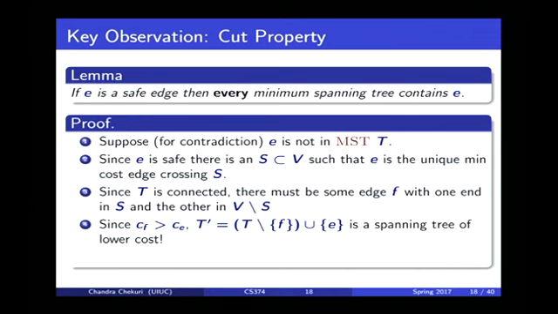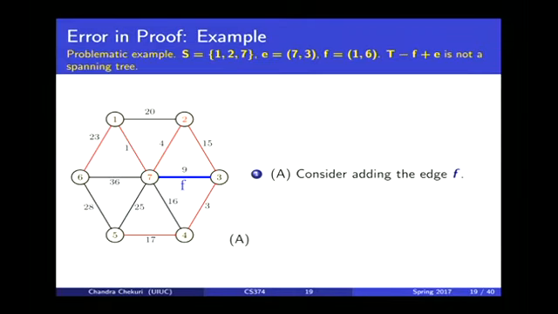Is it okay? Then one simple proof might be that I can remove that edge and add E, and I'll get a new spanning tree, which is of lower cost because E is the lowest weight edge crossing that cut. But be a little bit careful, and I'll say why that is a little dangerous, right? Suppose I claim, look at this edge F, which is of length 9. Suppose F is not in your MST. I claim that the red edges are an MST. Are the red edges an MST?